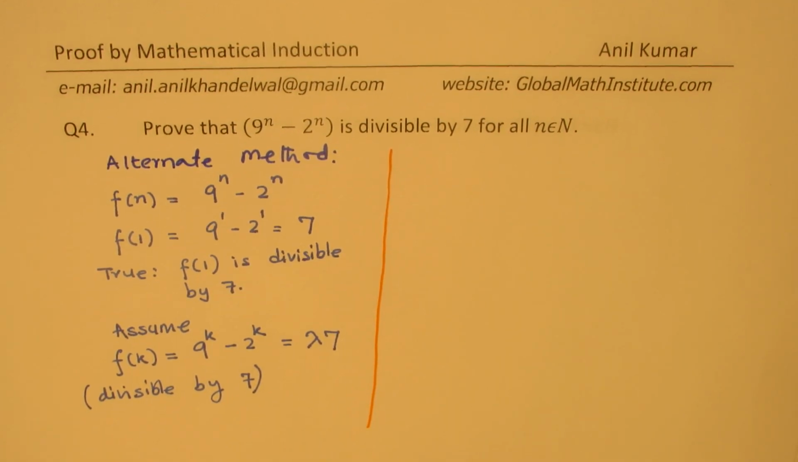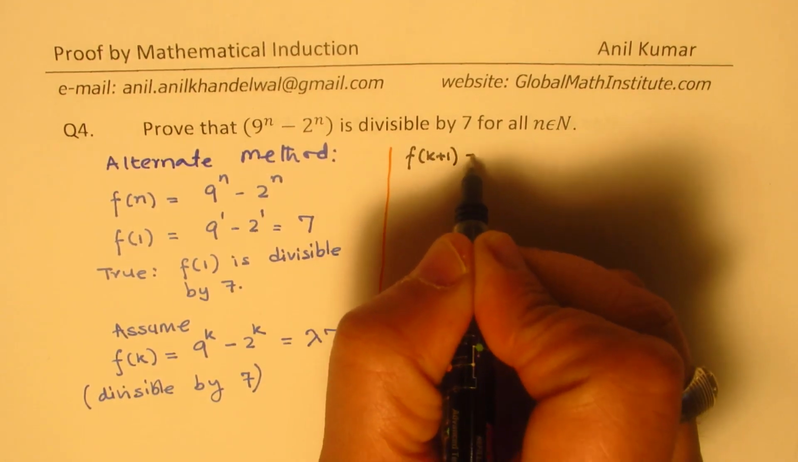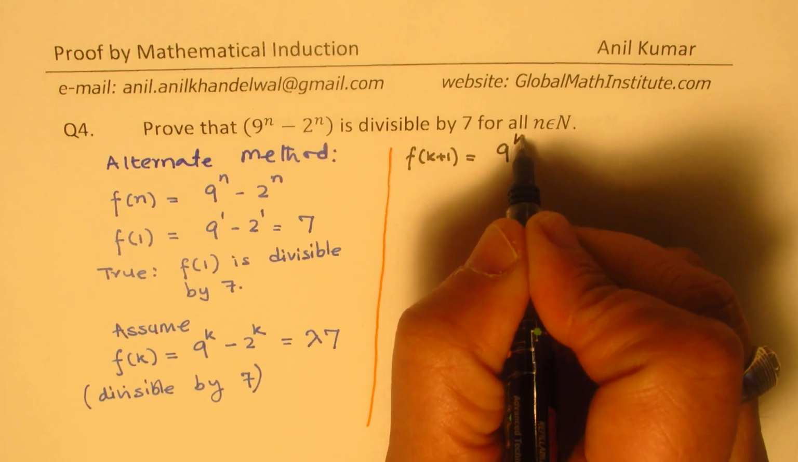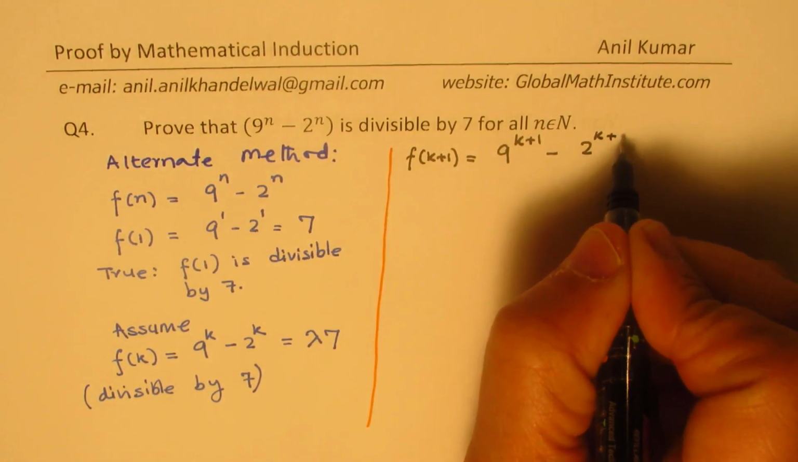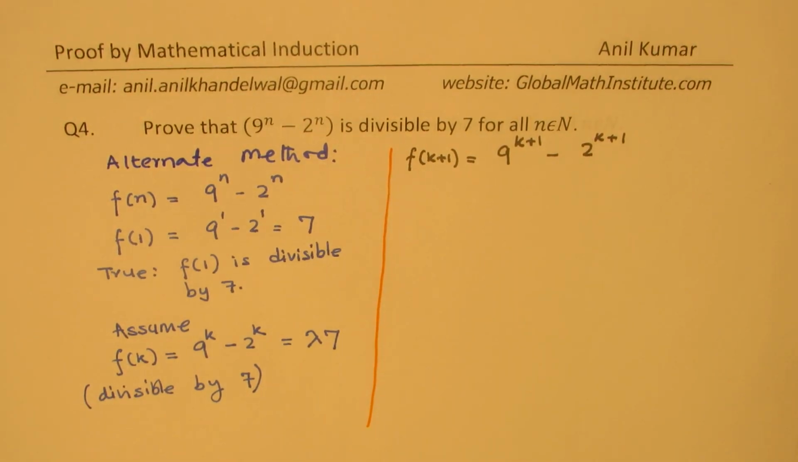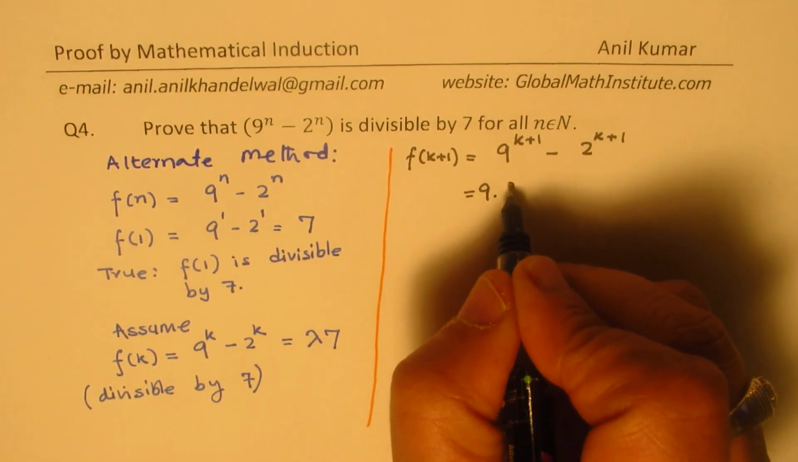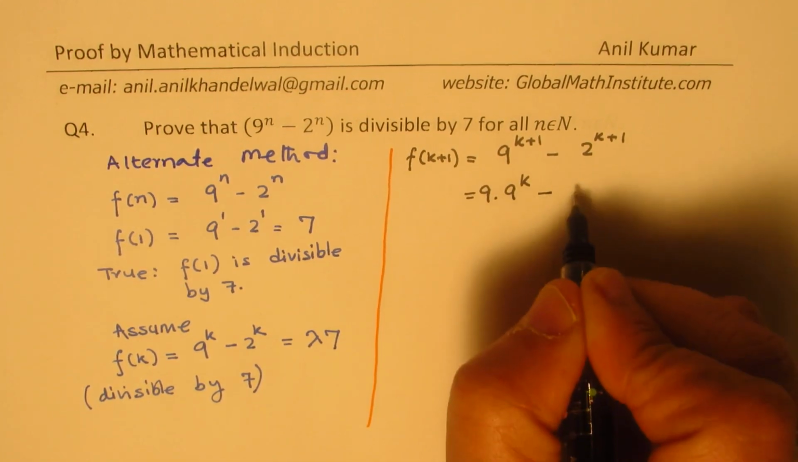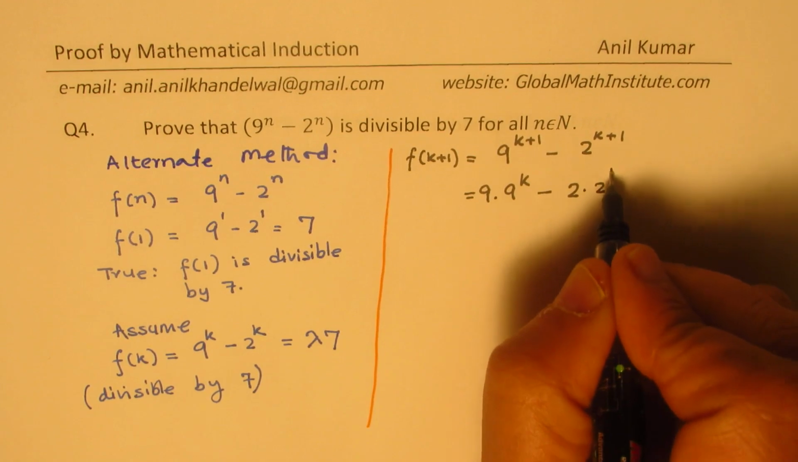So what we have to do now is to prove that f of k plus 1, which is 9 to the power of k plus 1 minus 2 to the power of k plus 1, is divisible by 7, right? So that is what we need to prove. So this is equal to 9 times 9 to the power of k minus 2 times 2 to the power of k.